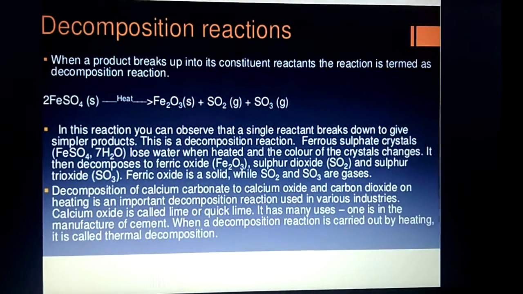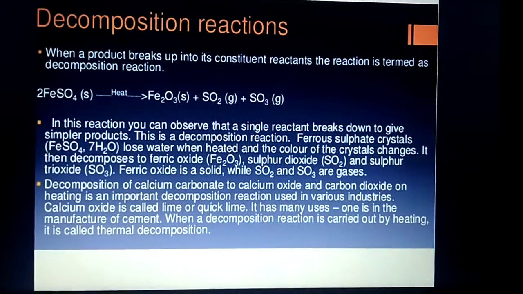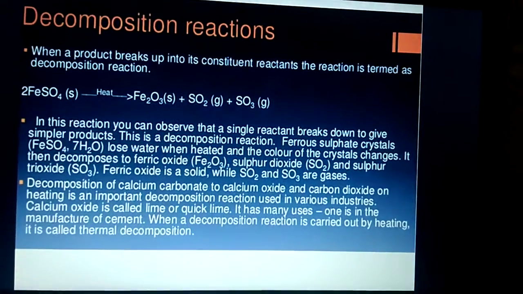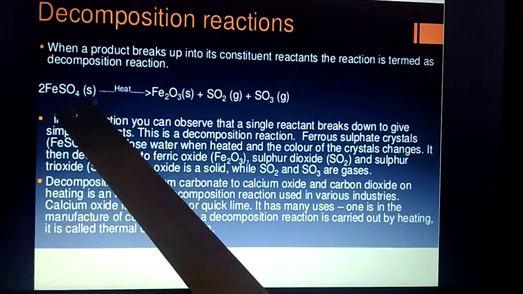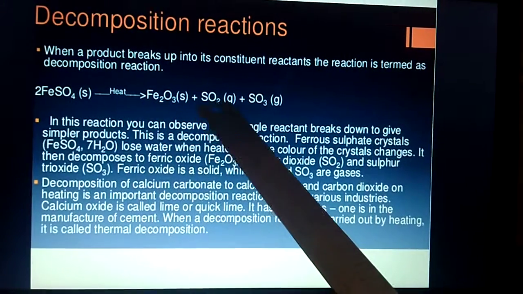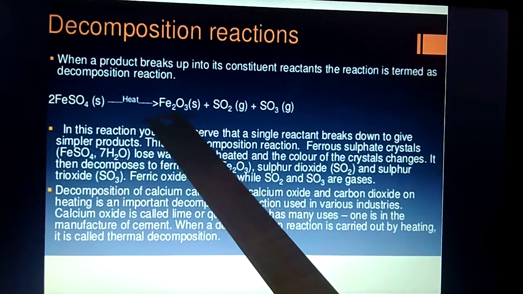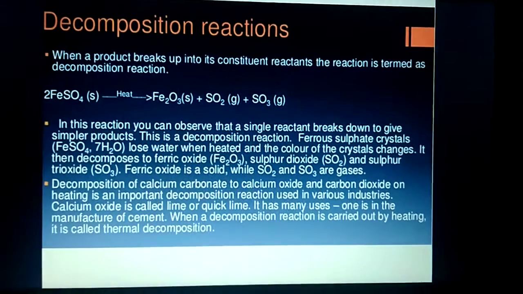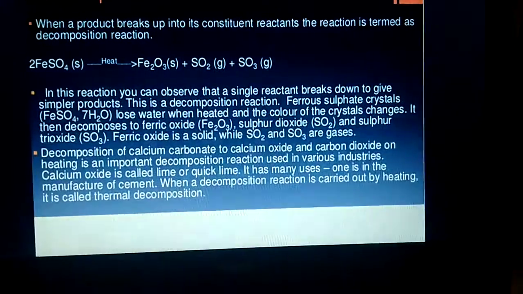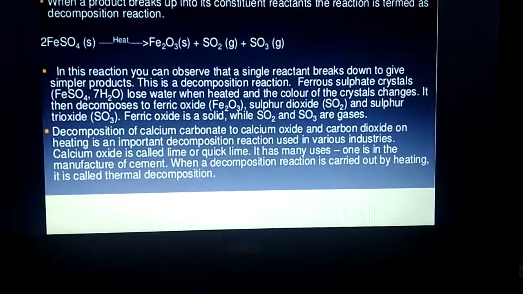What are decomposition reactions? Decomposition reactions are those reactions in which a reactant breaks up into its constituent products, and the reaction is termed a decomposition reaction. Here is an example of ferrous sulfate, which is in solid form. When we heat it, it is divided into Fe2O3, in solid phase, plus gaseous sulfur dioxide and sulfur trioxide. So FeSO4 is divided into Fe2O3 plus SO2 plus SO3. So this is an example of a decomposition reaction. You can see that a single reactant breaks down to give simpler products. This is an example of a decomposition reaction.